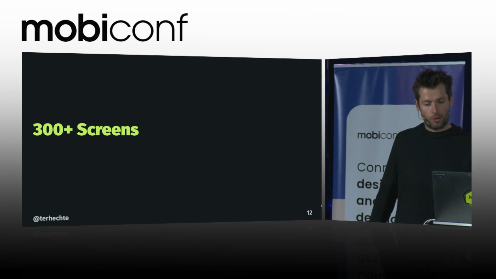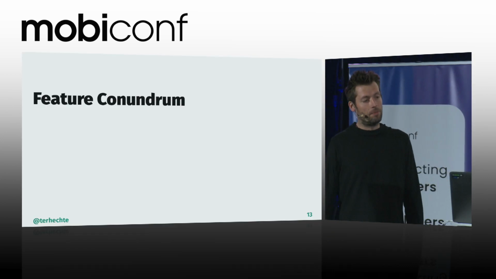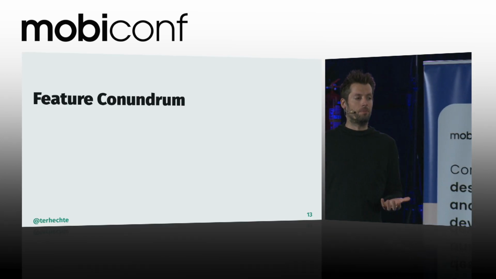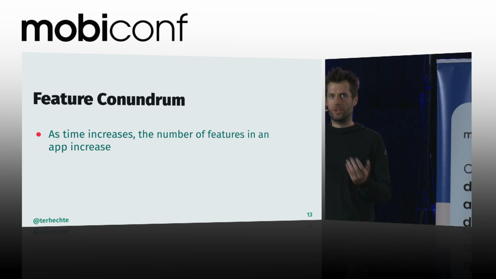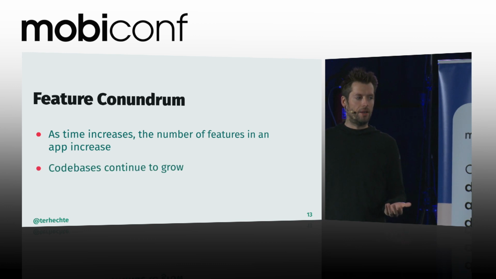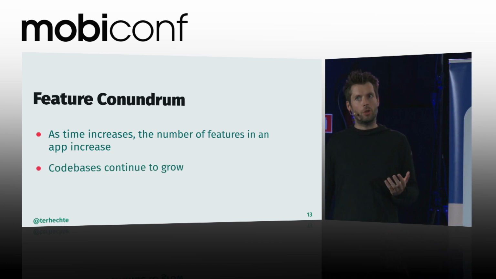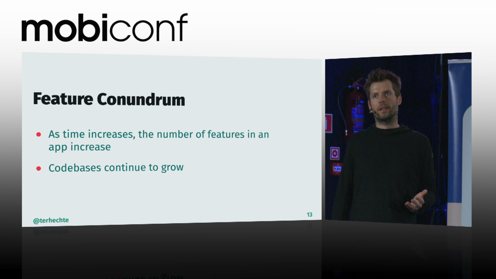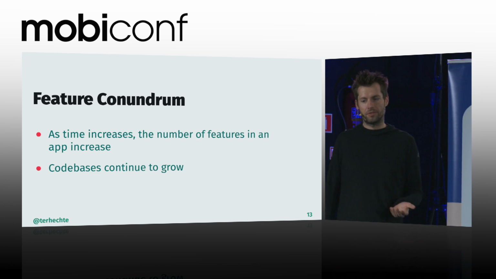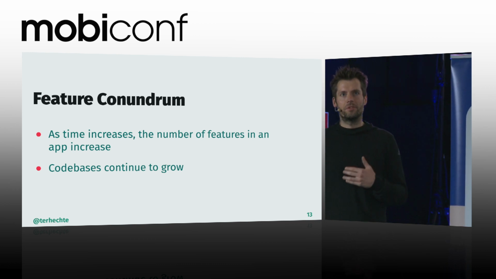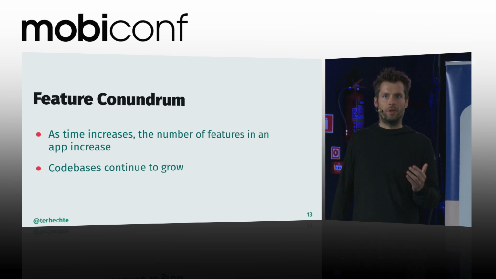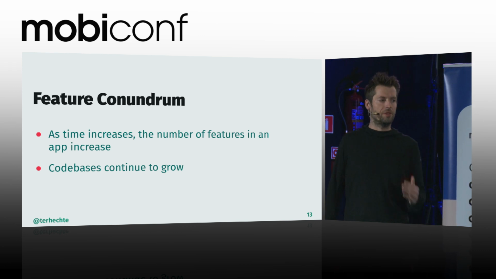And in order to solve that, you run into this feature conundrum, which is as time increases, the number of features in an app increase. Like with more time, you get more features. And that means that the code base continues to grow. Like it doesn't go down again. It's not like your product guy at some point comes over and says, so I decided we delete 90% of the features in this app. That's not what's going to happen. Instead, the features and the growth of the app, they scale up.